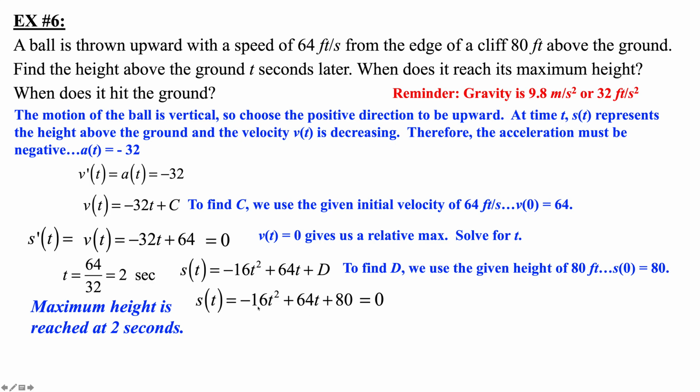Wait a minute. 16 can go into 64, and 64 plus 16 is 80. So let's divide everybody by a negative 16 to get a positive t squared. So t squared minus 4t minus 5 is equal to 0. This is going to factor. We're going to get t minus 5 and t plus 1 equal to 0. So t equals 5 and t equals negative 1, but wait a minute, you can't have negative time here. So we'll throw out the negative 1. That's not plausible here. So we hit the ground in 5 seconds.